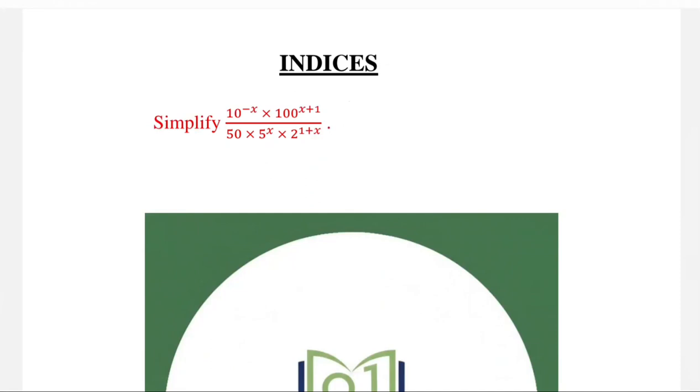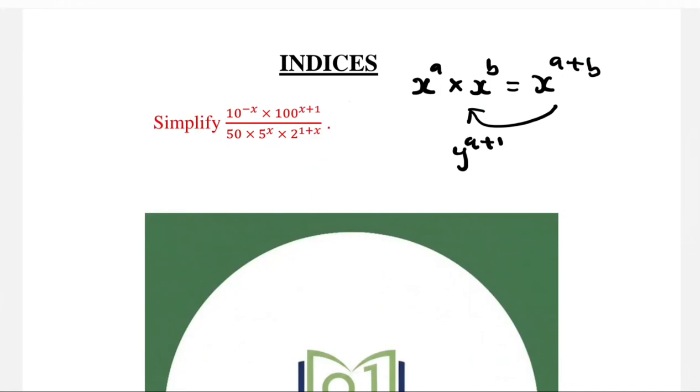Before we go to the question, you need to remember some basic laws of indices, like x power a multiplied by x power b is x power a plus b. The reverse is also possible. If you see y raised to the power of a plus b, you should be able to write this as y power a multiplied by y power b. If the sign were negative, this would become division. So these are laws of indices that we're familiar with.